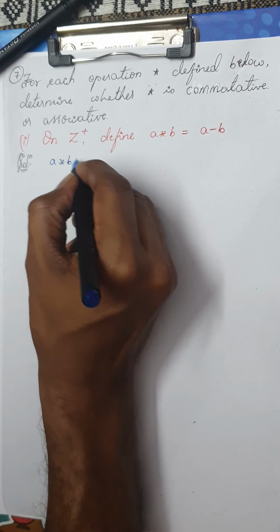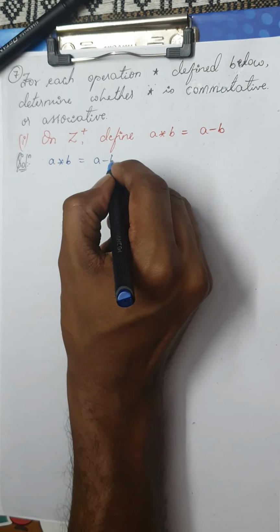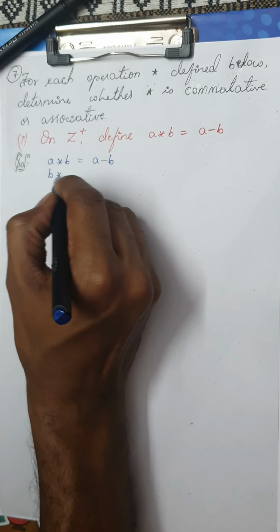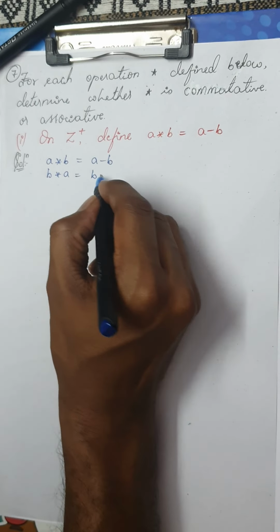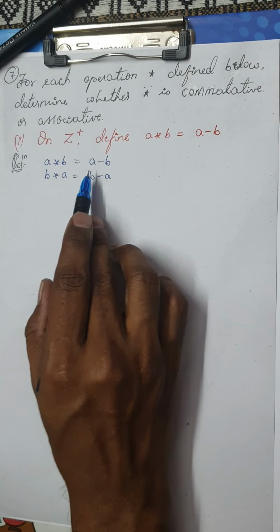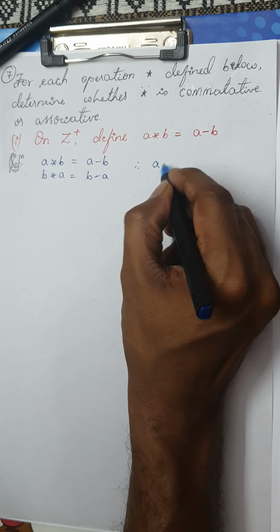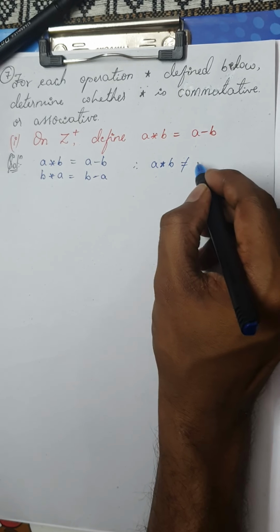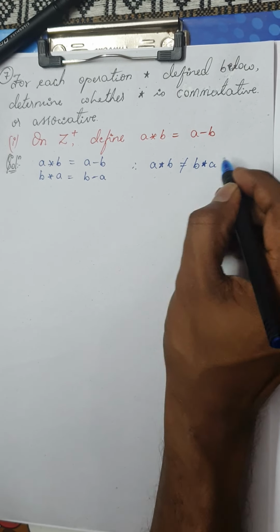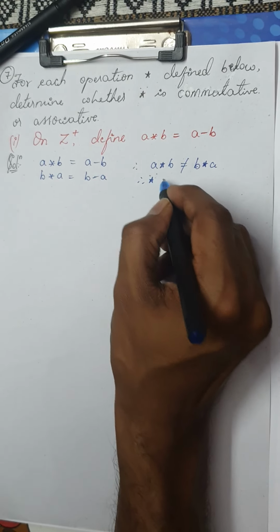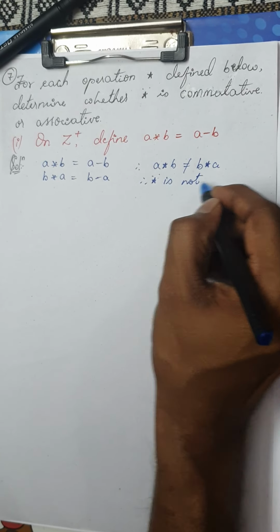Okay, now you can check here, a star b is nothing but a minus b, but b star a is equal to b minus a. We know that a minus b is not equal to b minus a. Therefore, you can write a star b is not equal to b star a. Therefore, star is not commutative.